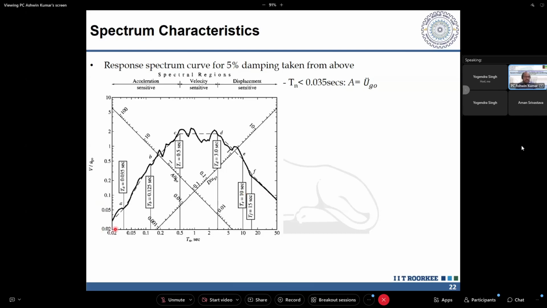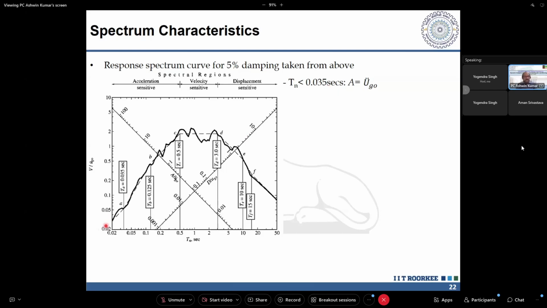Now in this, if you see at a very low time period, let's say Tn less than 0.035 seconds, think of it, the time period is very low, which means what we are looking at right now is a very rigid structure, right? If you have a rigid structure, what is happening? When the ground is moving, when the ground is getting displaced, the rigid structure is also moving alongside with it. So whatever is the ground acceleration, the same will be the acceleration of the structure above.